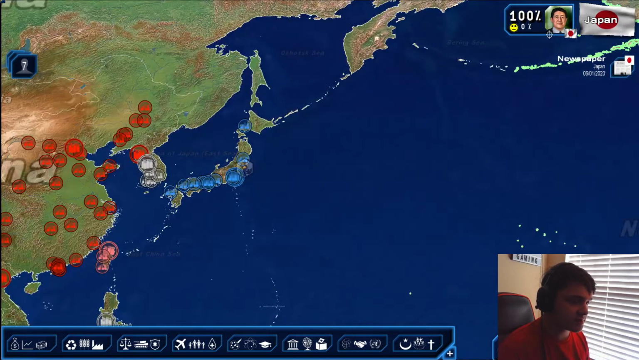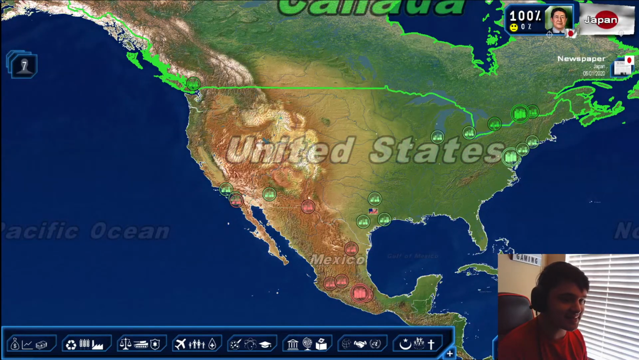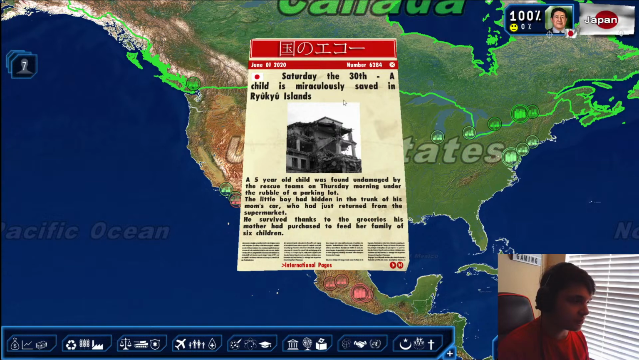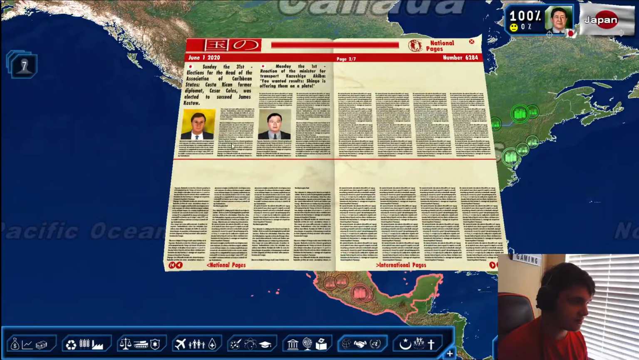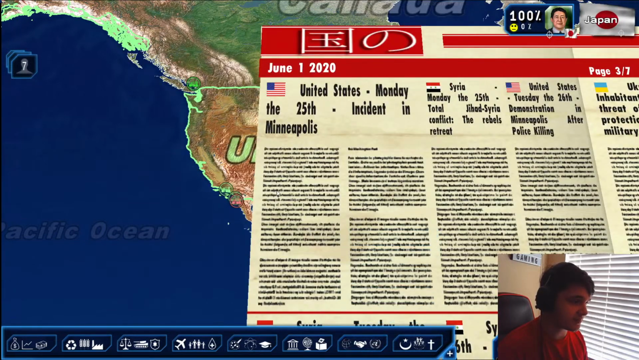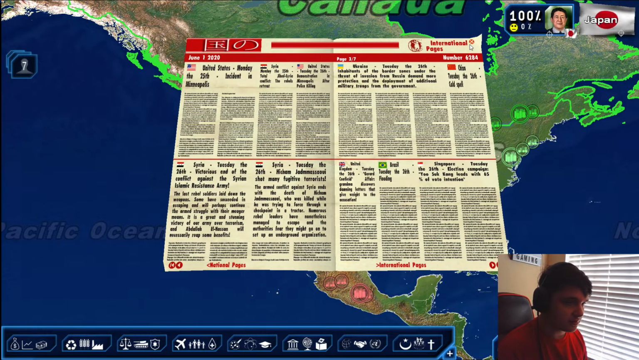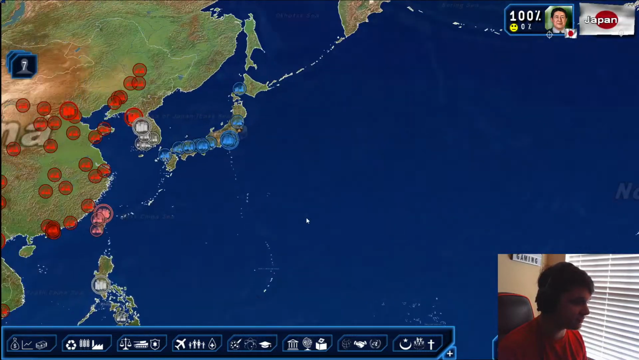Protests against police brutality and racism. So it looks like a certain event has happened in the United States. Let's go ahead and check the paper. A child miraculously saved in the Riku Islands. Caribbean states, you wanted results, offering them on a plate. And an incident in Minneapolis. So it looks like our own natural disaster overtook the incident that happened in the United States. Demonstration in Minneapolis after police killing. Very interesting.